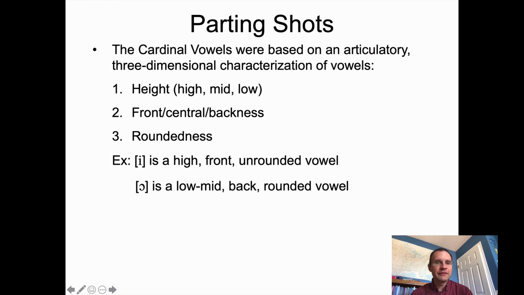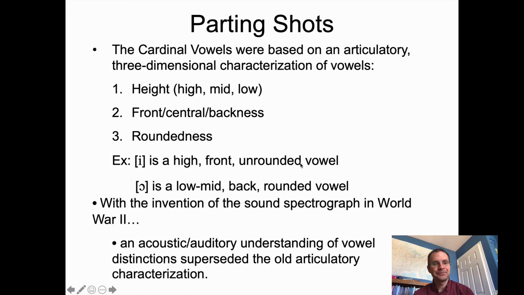And also I will leave you with a few parting shots. So the cardinal vowels were based on an articulatory three-dimensional characterization of vowels. So it had the dimension of height, it had the dimension of front and backness, and then it had the dimension of lip rounding too. So like I said, E could be described as a high front unrounded vowel, and then O is a low mid back rounded vowel, so on and so forth. And then tense and laxness just kind of fall out with respect to how close you are to the various reference points of the space. But the main point I want to make here is that this is all an articulatory description. These are telling you what you're doing with your tongue or with your lips as you produce these vowels.